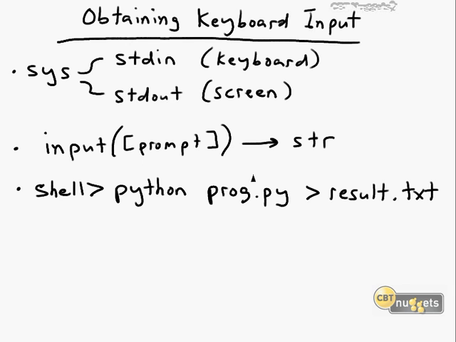Obtaining keyboard input. In order to make our Python programs as flexible as possible, we need to have a method for bringing in, say, keyboard-based data, string data, from the user. And we use the input function to do this. There was raw_input in Python 2, so don't be surprised when you see references to raw_input in Python articles that you read online. They're obviously referring to Python 2. In Python 3, we just have the input function that does the same thing.